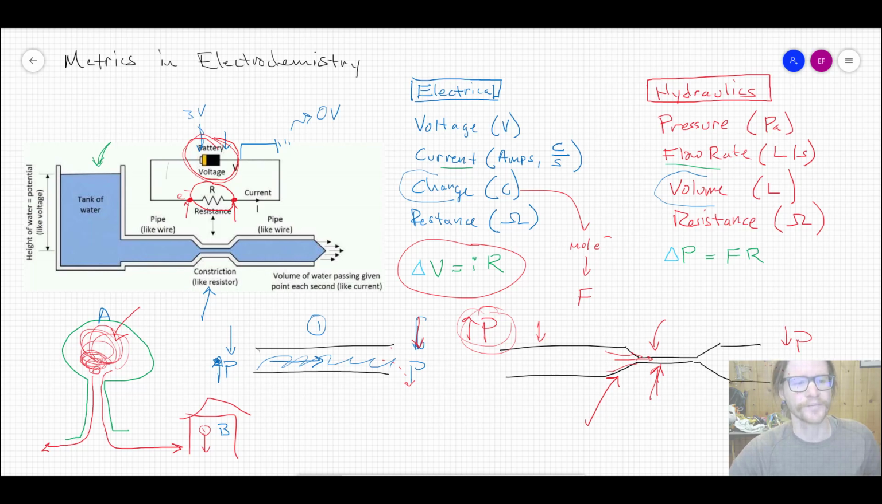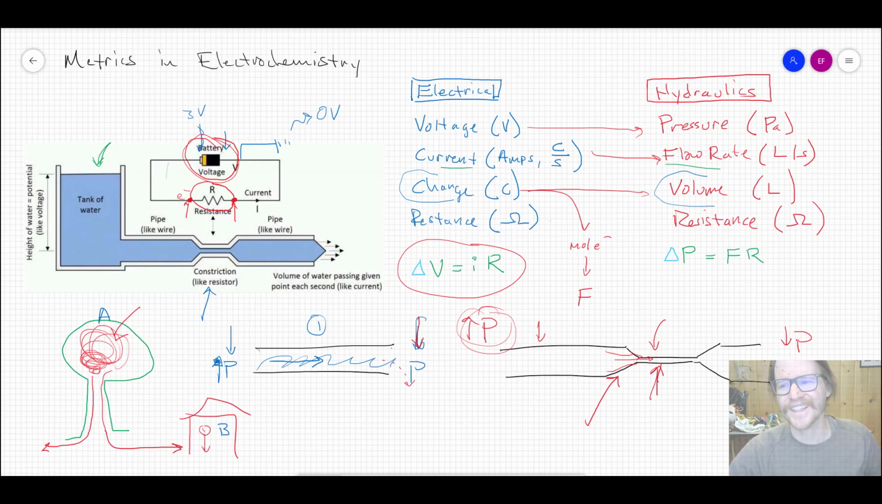Exact same analogy in an electrical sense. This is really helpful framing, at least for me. When we're talking about things like current in a circuit or in an electrochemical cell, what we're really referring to is the flow rate, and that analogy is totally sound. When we're talking about the voltage, what we're really talking about is the electrical pressure, the electron pressure in the system. When we're talking about charge in coulombs, what we're really talking about is the volume of electrons being pushed through the system.